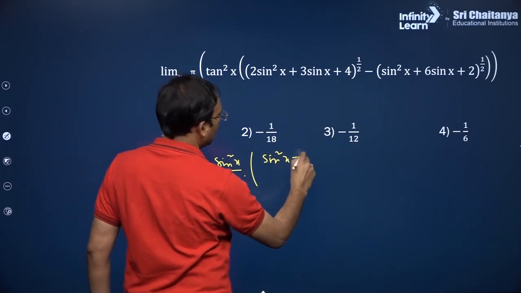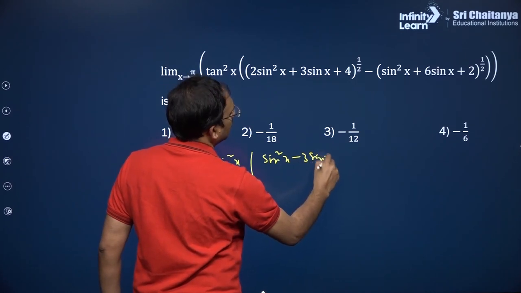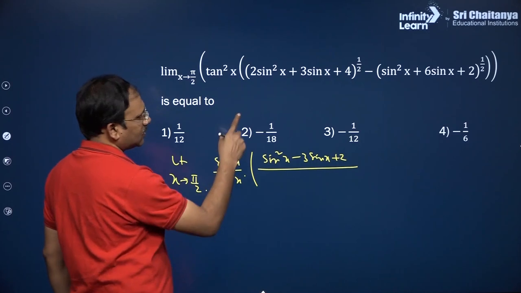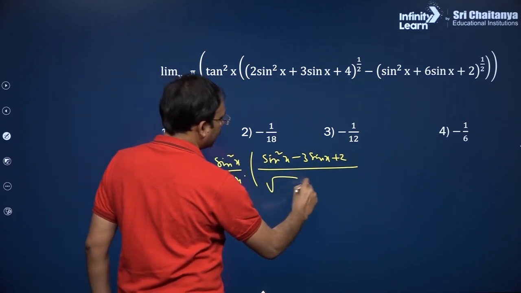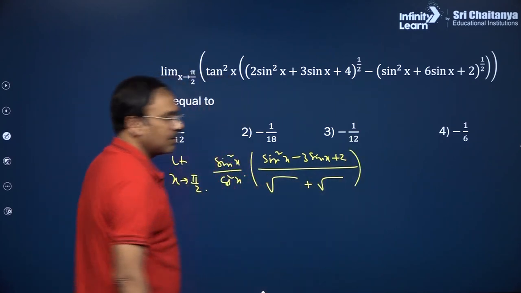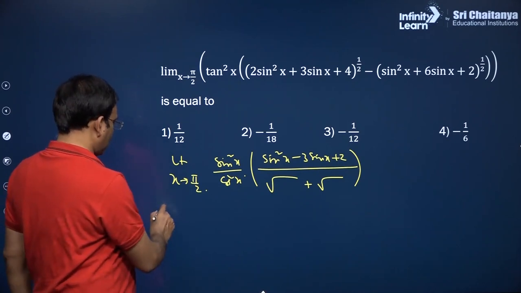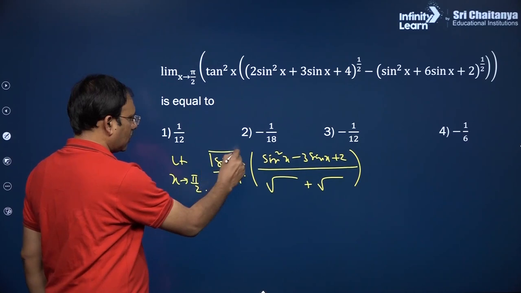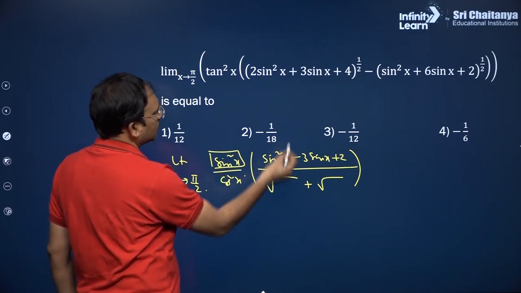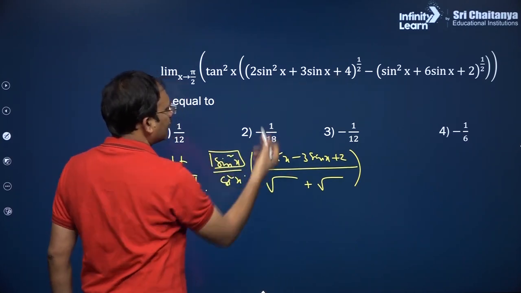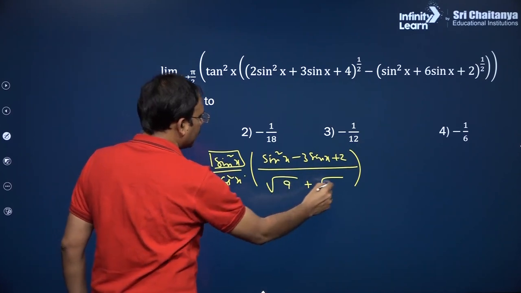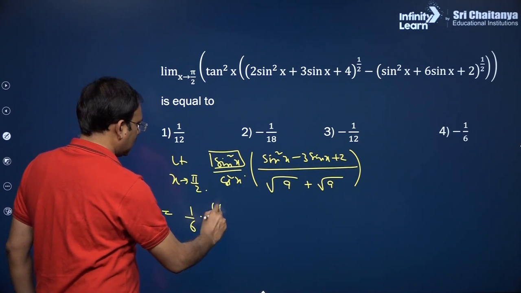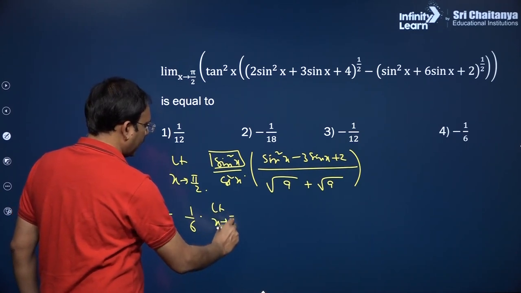3 sin x minus 2 will become minus 3 sin x. Plus 4 minus 2 will become plus 2. Here you will get root of this plus root of this. As x tends to pi by 2, sin 90 is 1, so this term you can take out. Here if you put x tends to pi by 2, this is 7 plus 2, 9, root 9 plus root 9, 3 plus 3, 6. You can write 1 by 6 into limit x tends to pi by 2.